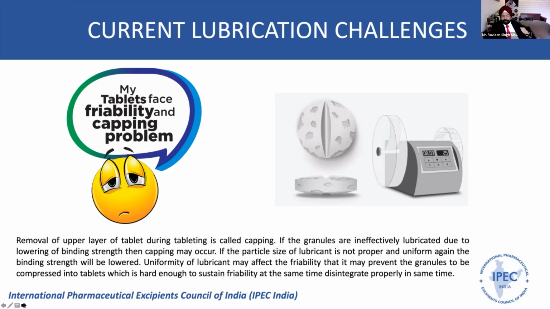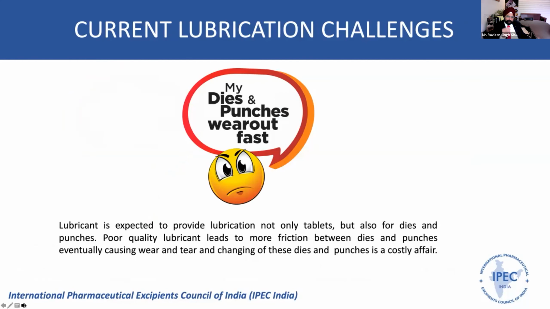So if the lubrication is not proper, or the particle size of the lubricant is not proper, this can occur. And uniformity of lubricant also can affect friability, because it could be present in very high quantities at some point and very low in others, and that can cause a problem in compression. And then the friability and capping problem will take place. So this is another challenge with lubrication.